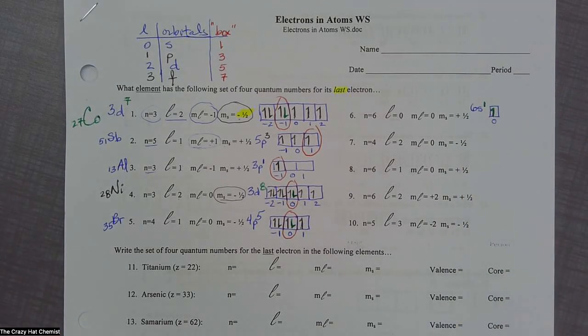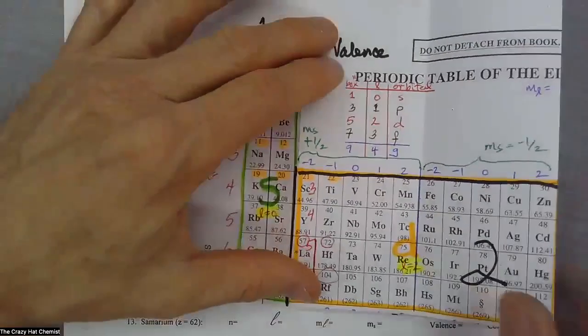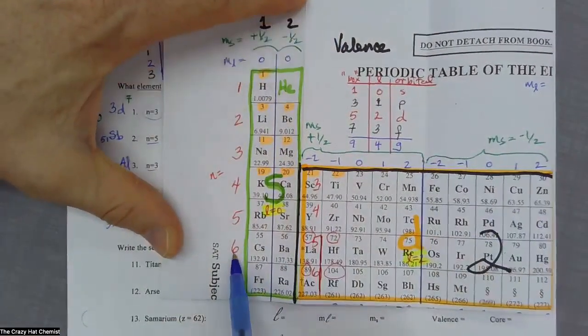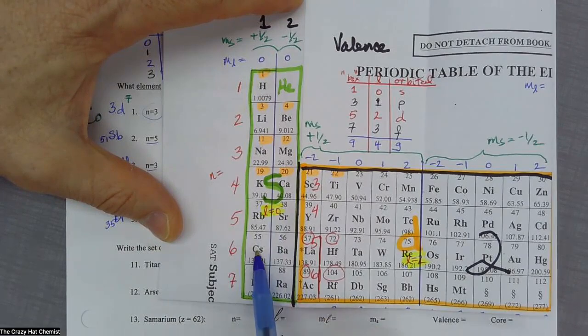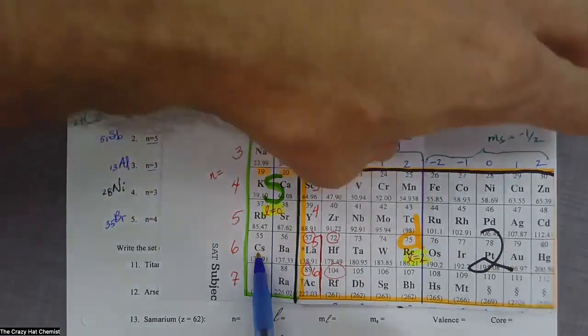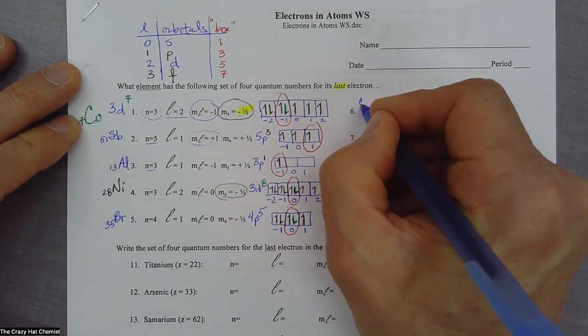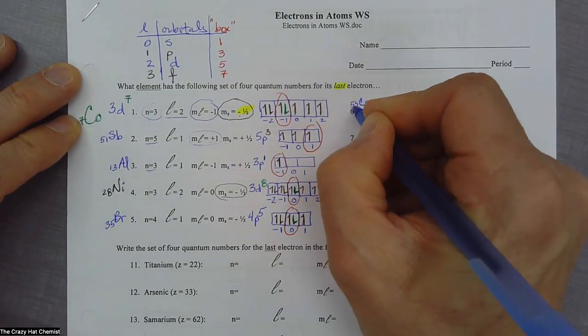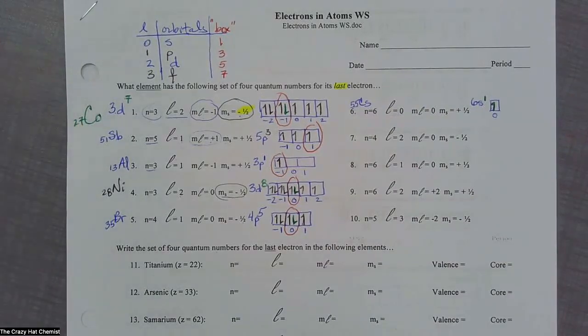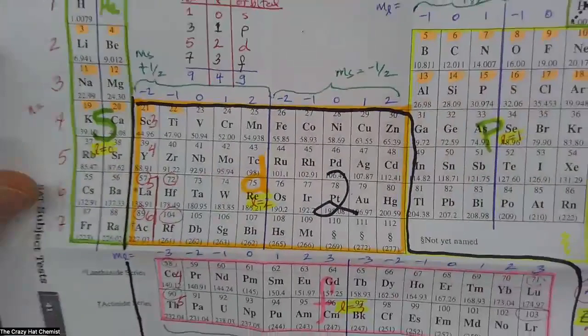So I'm going to look on my periodic table. Okay, here's my periodic table. It's a 6, it's an s, and it's a 1. That's cesium, element number 55. So we'll write this right up here, Cs, that's 55, just like that.